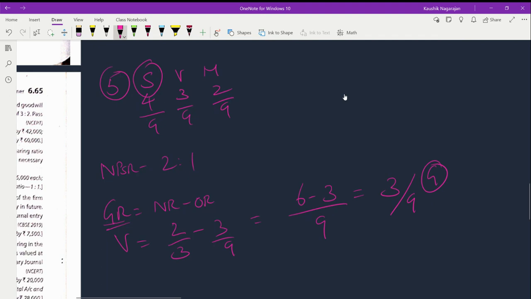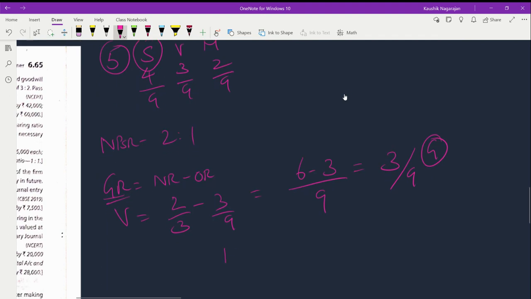Now moving on to the continuing partner M. For M, the new ratio is 1 by 3 minus the old ratio, which was 2 by 9. 9 is your LCM. 1 into 3 is 3, minus 2 into 1 is 2. So 1 by 9. Here also it is a gain. So the gaining ratio is what the question asks. The GR between the continuing partners V and M comes to 3 is to 1.